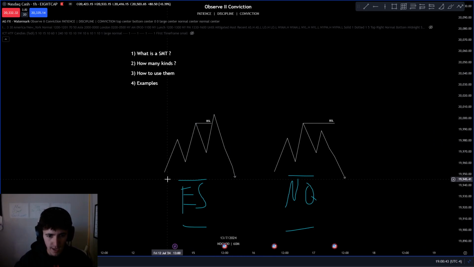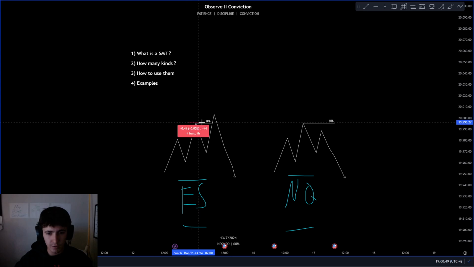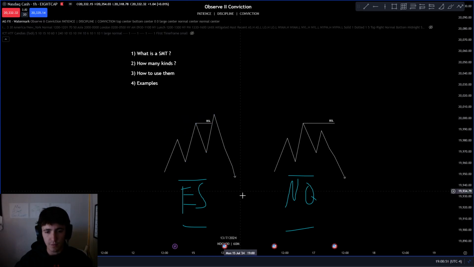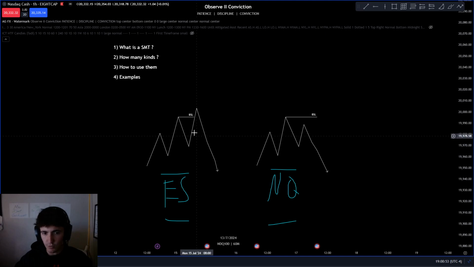So for the drawing, as you see, we have ES. We have come up, higher high, higher low, higher high, higher low, higher high. We break through this high right here, then we sell off. Okay, now on NQ, what can you look at the difference here? Higher high, higher low, higher high, higher low, lower high, lower low sell-off.